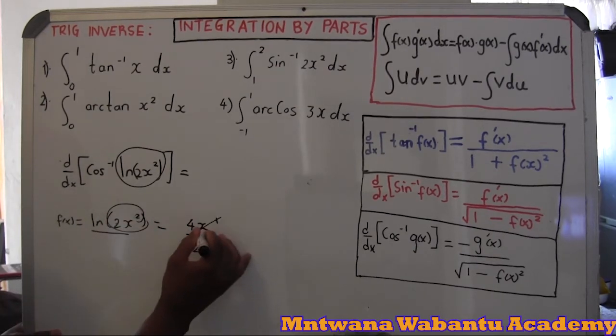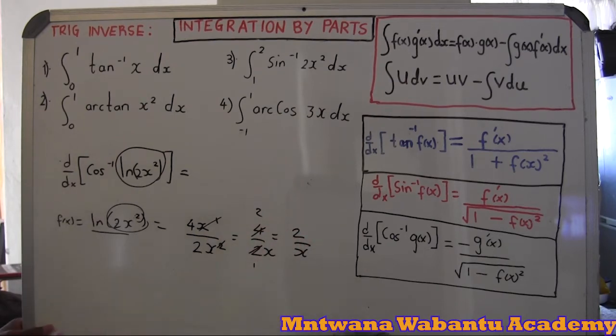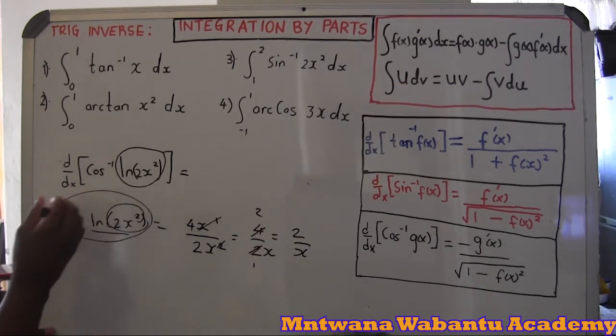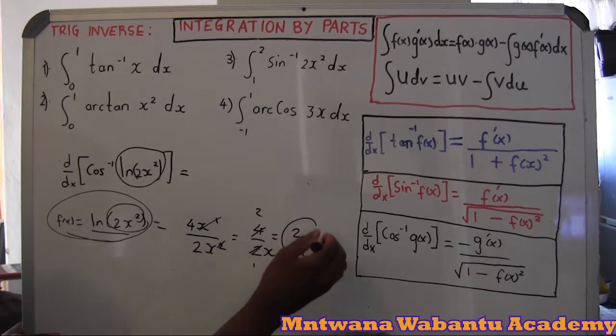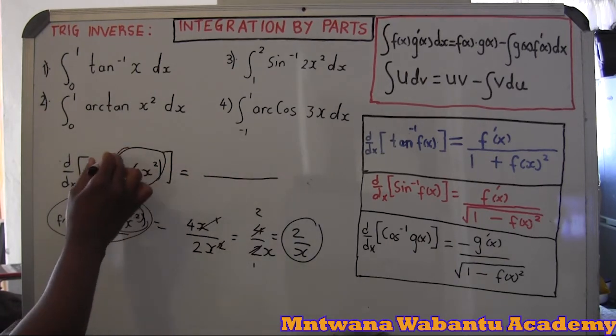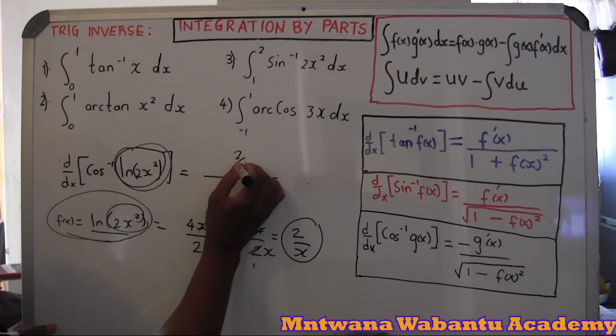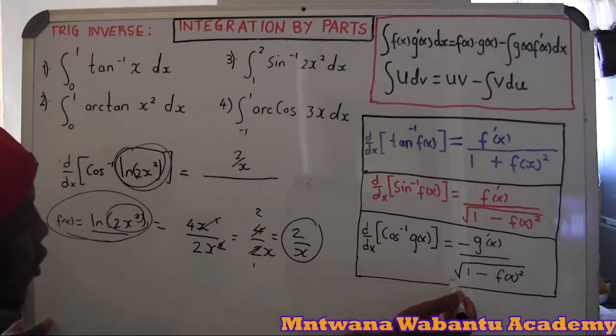So now you can simplify. 1x and 1x go, so it's going to be 4 over 2x. 4 by 2 is 2, so 2 over x. So if I differentiate all of this function, it's going to give me 2 over x. All right. So when I took this function and differentiated, it gave me 2 over x. But for cos, it must be negative here.